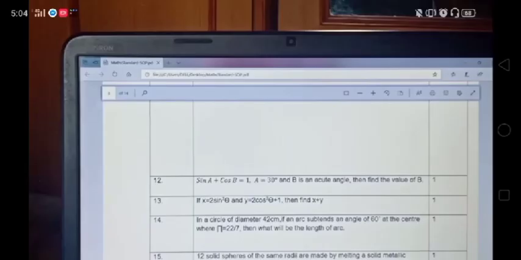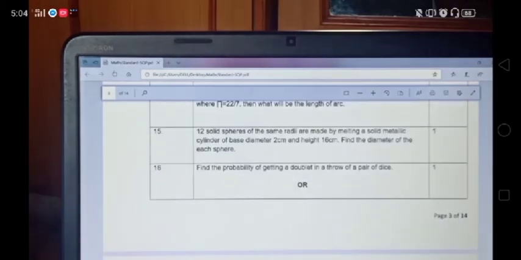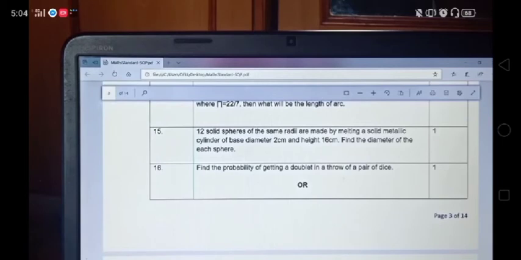15th question. 12 solid spheres of the same radii are made by melting a solid metallic cylinder of base diameter 2 cm and height 16 cm. Find the diameter of each sphere.